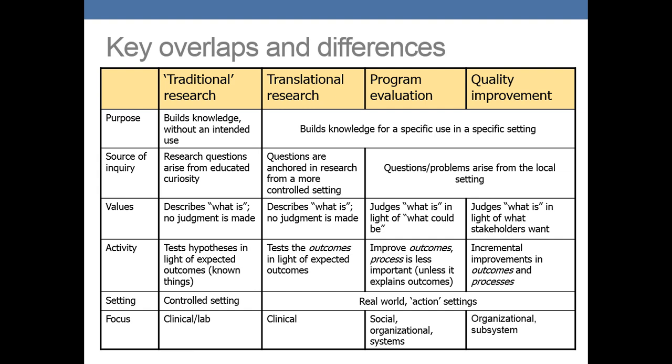When we look at translational research, program evaluation, and quality improvement, a lot of what the traditional research relies on goes out the window. So first, all of those modes of inquiry focus on building knowledge for specific use in a specific setting. Some more, some less, but generally the focus of all of them is how does this work here and now? When they think about where their questions come from, translational research questions really will come from other research. But program evaluation and quality improvement draw their questions from the local setting.